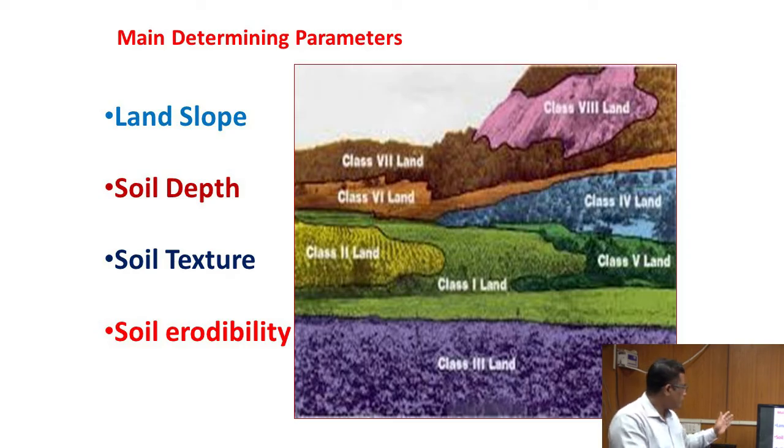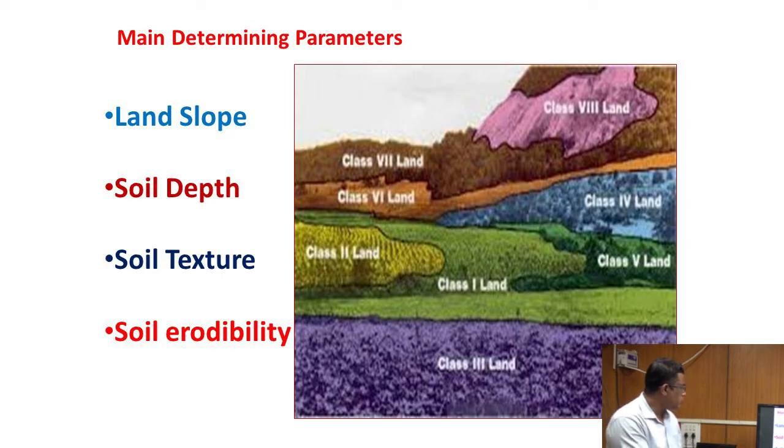So these are the main parameters through which we classify land according to its capability. Although there are also some subclasses like nutrient availability and soil moisture, which supplement this land capability classification. But these four, that is land slope, soil depth, soil texture and soil erodibility, are the main determining factors through which we have done this land capability classification.